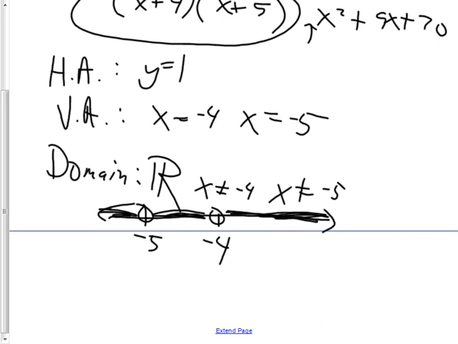And if you use interval notation, you'd say from -infinity to -5, union with -5 to -4, union with -4 to infinity. You know what I mean? You'd have 3 intervals where it would work. Okay. It's about as hard as they get.